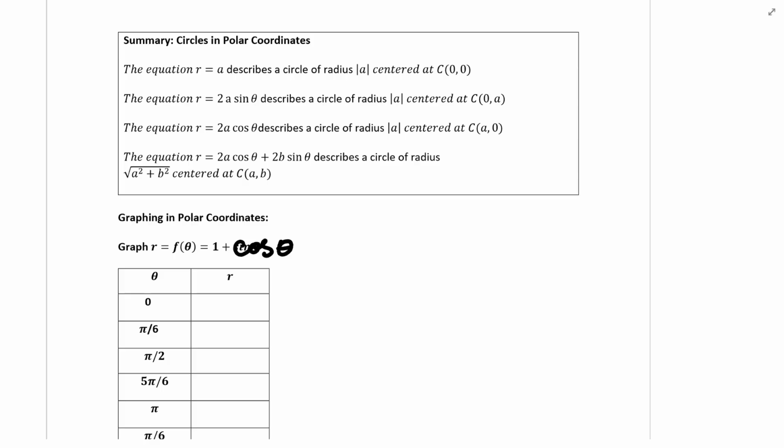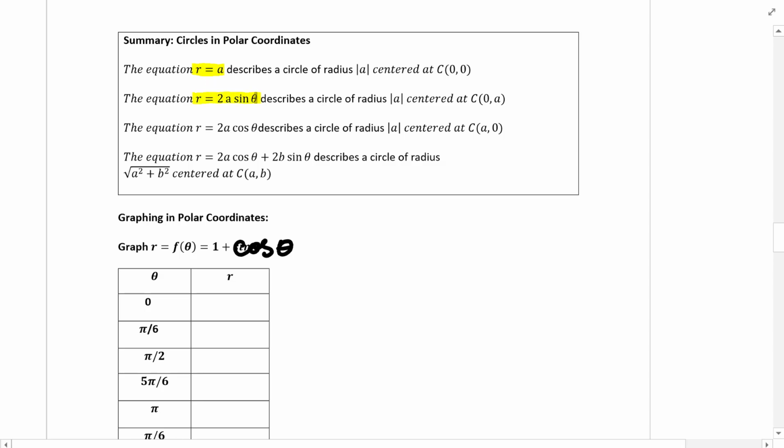In this video, we'll continue talking about polar coordinates. Here is a summary of equations of circles in polar coordinates. So r equals a describes a circle of radius absolute value of a, centered at the origin.